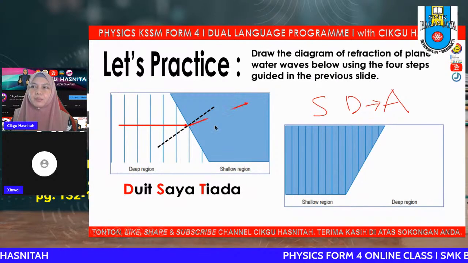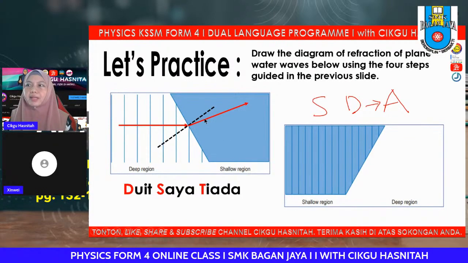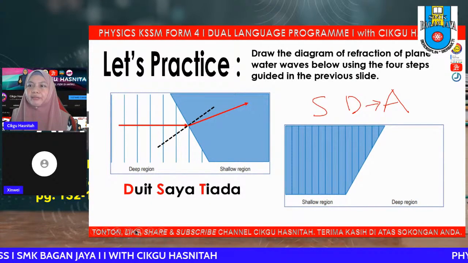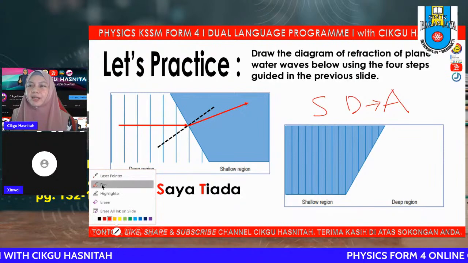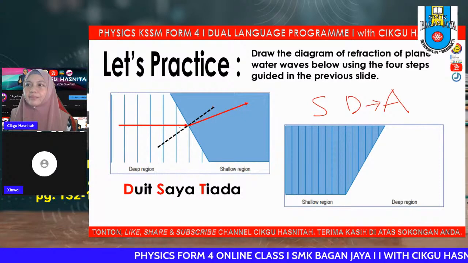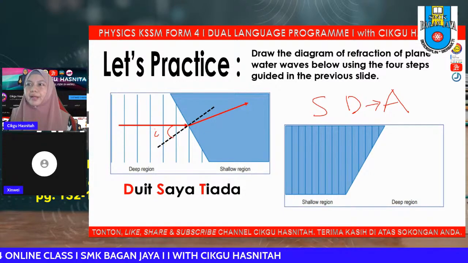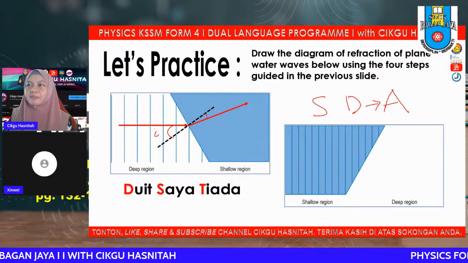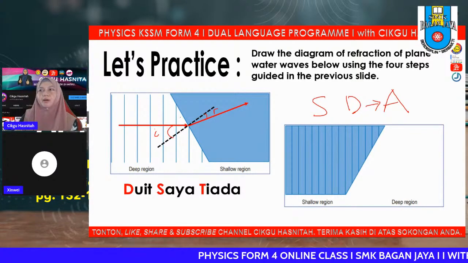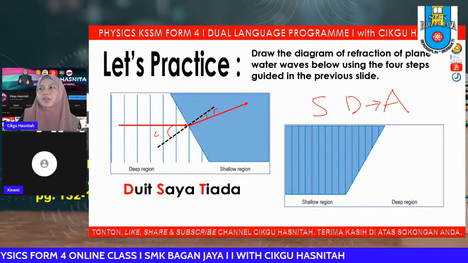Then third step, we draw the refracted wave. So towards normal, dekat dengan normal. When you draw the refracted angle, you must make sure the incident angle and refracted angle are at the opposite side. Ini you punya normal kan. So incident angle di sini, sebelah kiri, so your refracted ray mesti ada di opposite side. Dia mesti ada di sini. I is on the left of the normal, R is on the right side of the normal line and towards normal. So we draw in this direction.